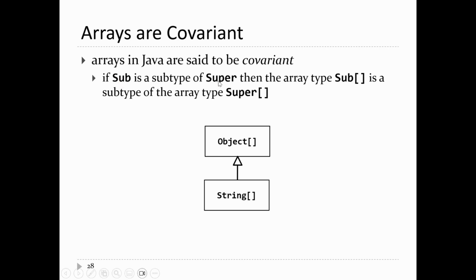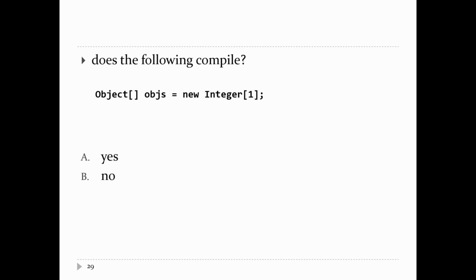So if Sub is a subtype of Super, so superclass, subclass, then with arrays, an array of Sub is also a subtype of array of Super. So in other words, if I have an array of Object, then an array of String is considered to be a subclass of an array of Object. In other words, an array of String is substitutable for an array of Object. And so if this was just Object and String, I think most of you would be perfectly happy with that. Now I'm telling you if it's an array of Object and an array of String, this is also an inheritance relationship.